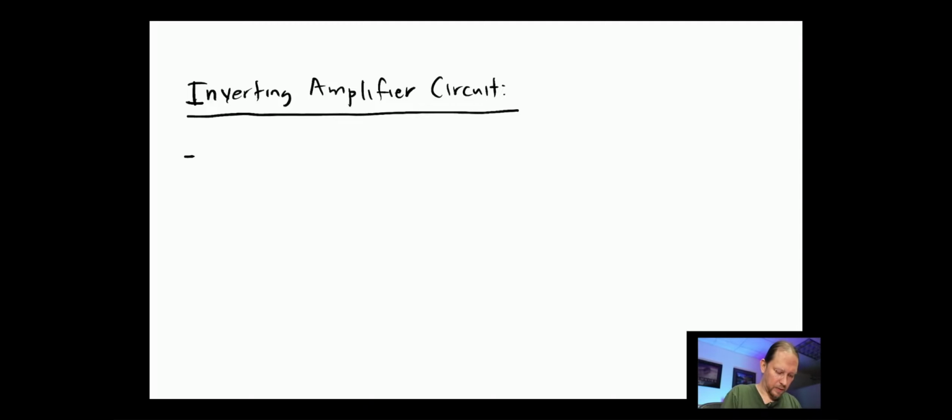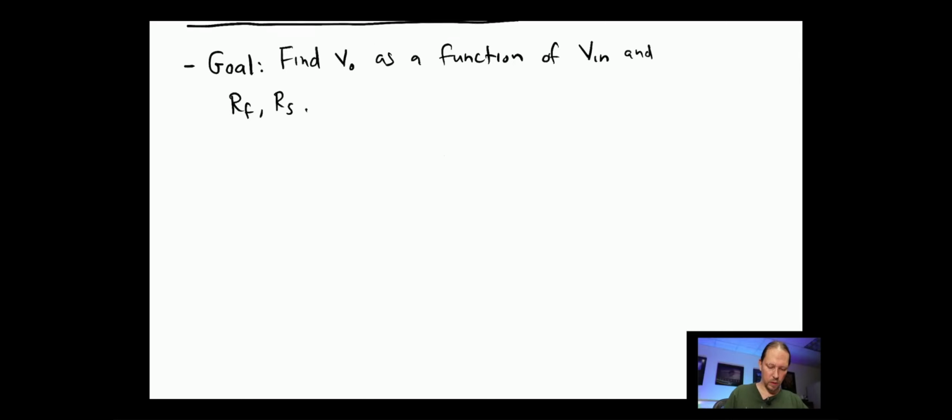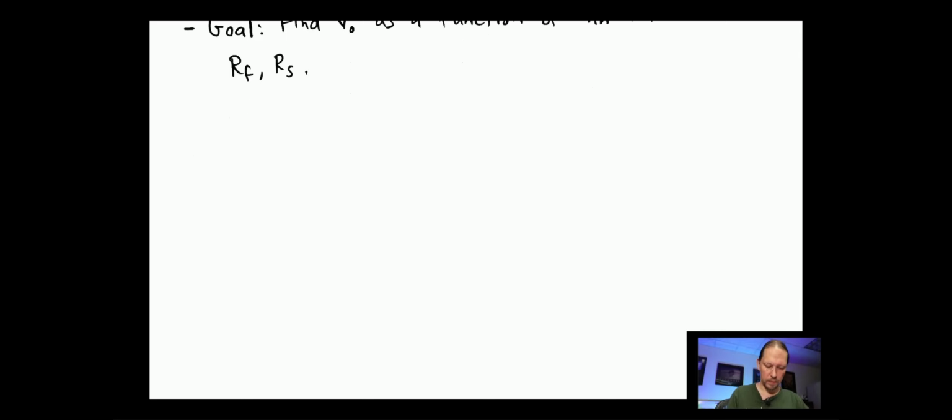And let me state right off the bat what the goal is. The goal is going to be to find what the voltage output is going to be as a function of the voltage input and the rest of the components that are surrounding the circuit. So these are going to be two resistor values. For this one in particular, it's going to be RF and RS. So without further ado, let's actually draw the inverting amplifier circuit.